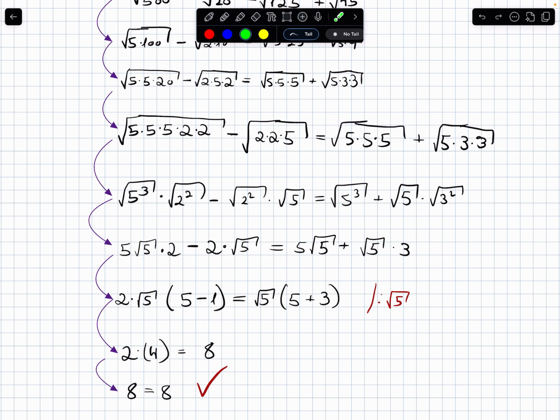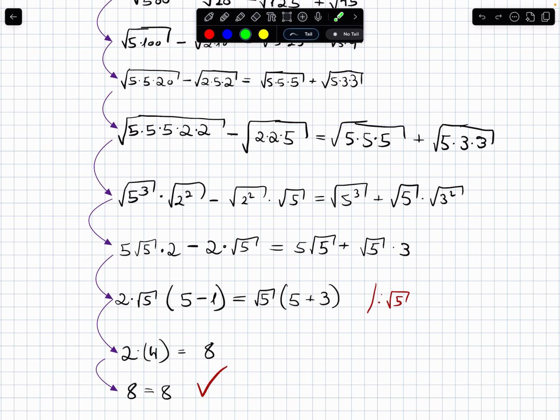Okay, now I took the square root of 5 as the common factor, so 2 times the square root of 5. And here what I get is the factor is 5, and here the factor is 1. So 5 minus 1 is 4, easy. Here, square root of 5, okay, is the common factor, and I get 5 plus 3, okay?